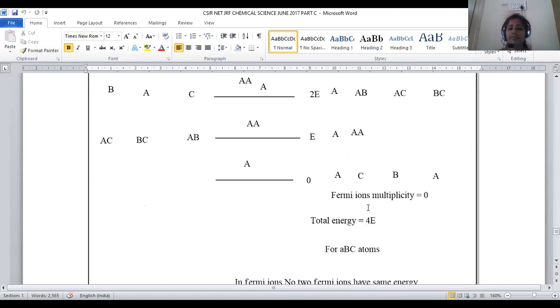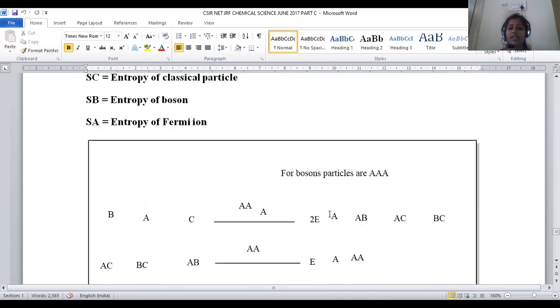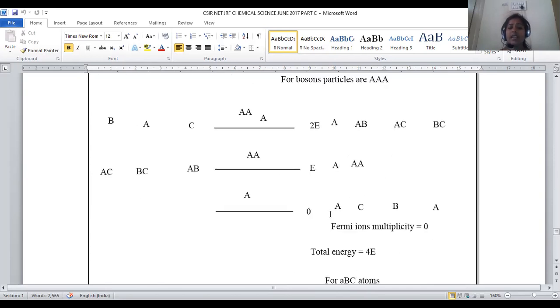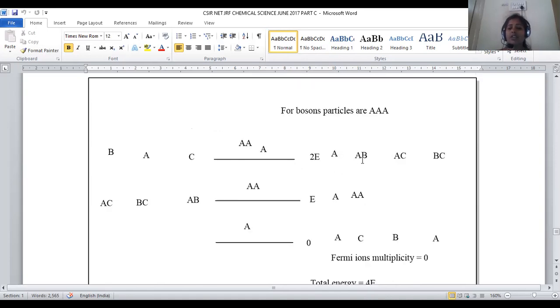Now let us go with another kind of particles: classical particles. For classical particles, the arrangement A, B, C was given. How many arrangements are there? A, B; A, C; B, C; A, C; B, C; and A, B. That means 6 possible orientations are provided for classical particles. They are occupying any number of energy levels.